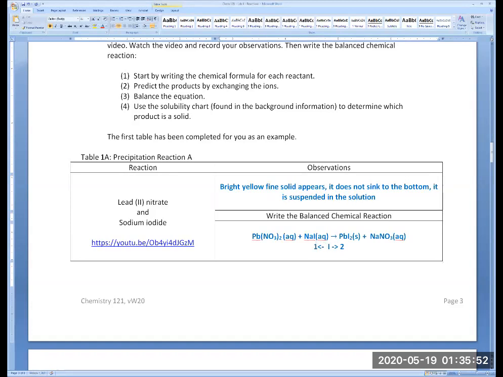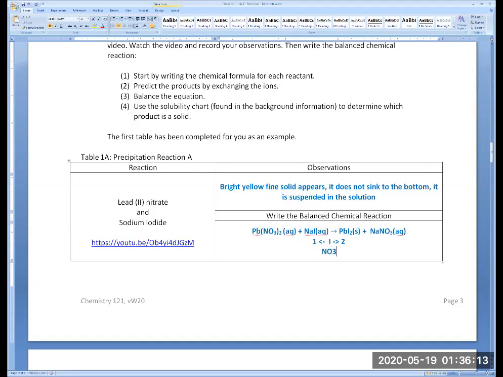So one on the left, two on the right. I don't know what I said, but it sounded wrong. So one on the left, two on the right of iodine. And then NO3, you want to count it as NO3. Please do not split it.